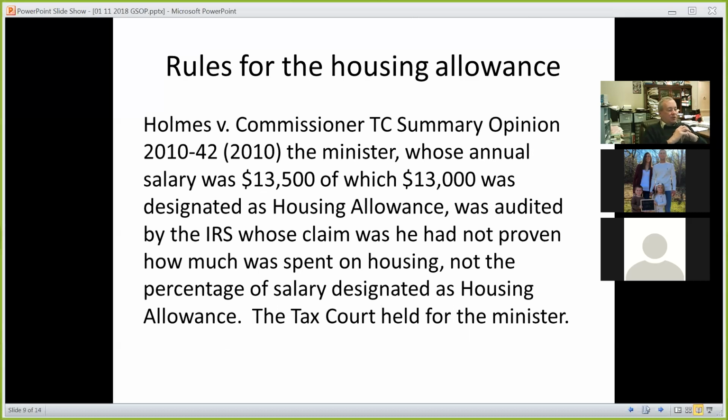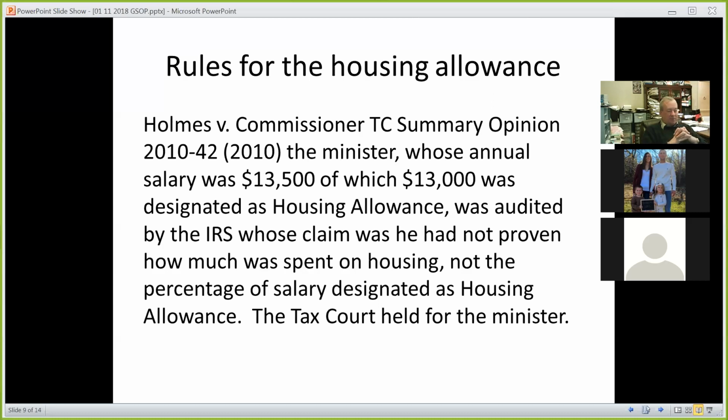In Holmes versus Commissioner, a 2010 tax court case, we had a minister whose annual salary was $13,500, of which $13,000 was designated as housing allowance. This man was audited by the IRS, who claimed he had not proven how much he spent on housing, not that too much of his salary was designated as housing allowance. So it can be any number from 0 up to 100% of your salary, as long as your salary is reasonable, and whatever is designated is one of those three numbers that we'll deal with.